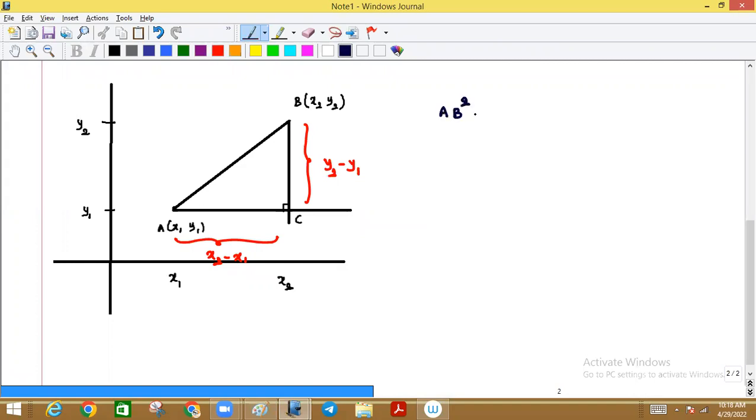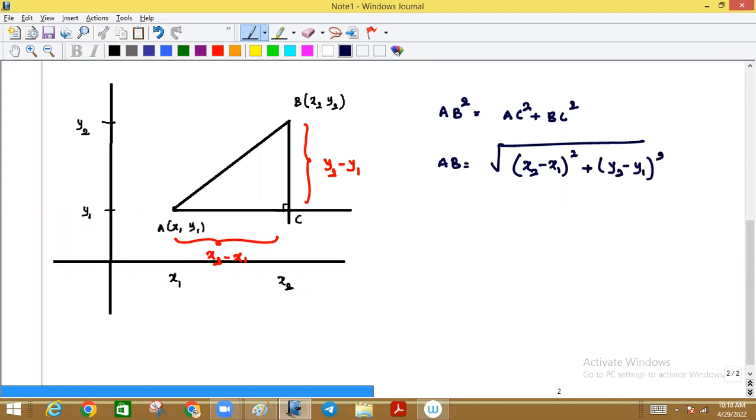How do I find out AB square? According to Pythagoras rule, AB square is AC square plus BC square. AB is equal to under root of x2 minus x1 whole square plus y2 minus y1 whole square. That's how we find out the distance between 2 points. What is the distance between 2 points formula? Under root of x2 minus x1 whole square plus y2 minus y1 whole square.